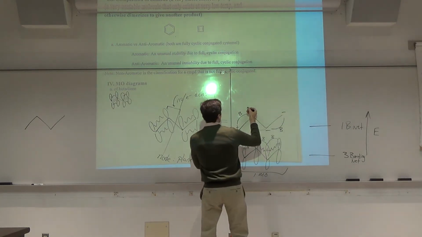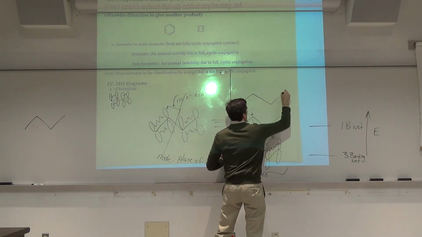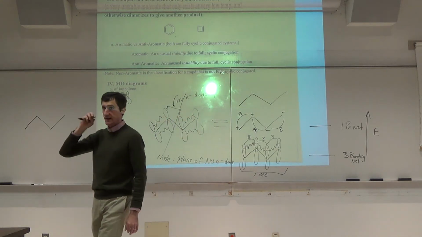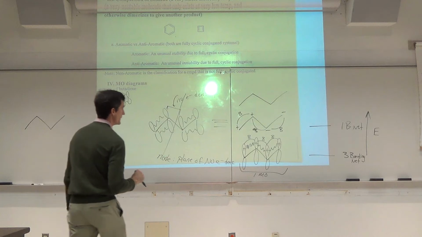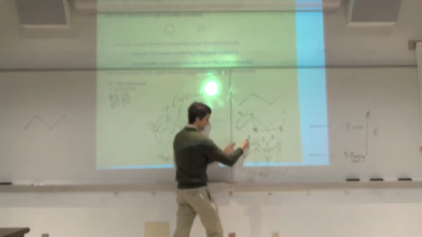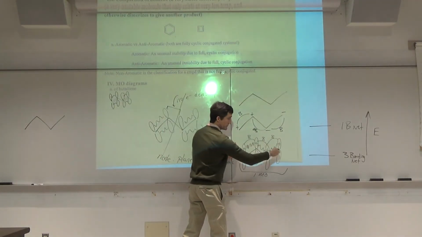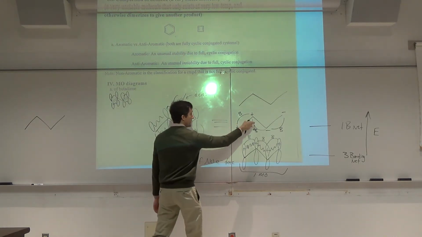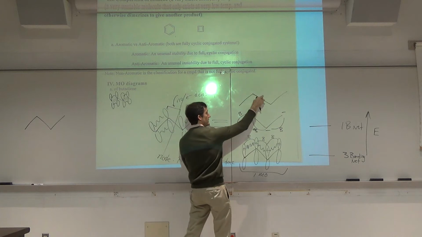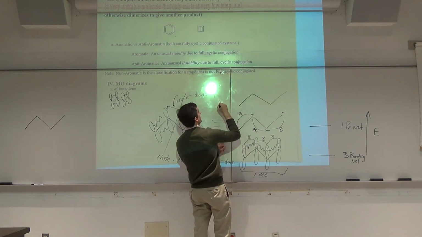Okay, what's another way for these to combine? Well, let me give you this little tidbit of advice. As you go up, the number of nodes increases. How many nodes does this have? Is there a plane where there's no electron density? No, there's 0 nodes. This has 1 node. Guess how many nodes this is going to have? 2 nodes.